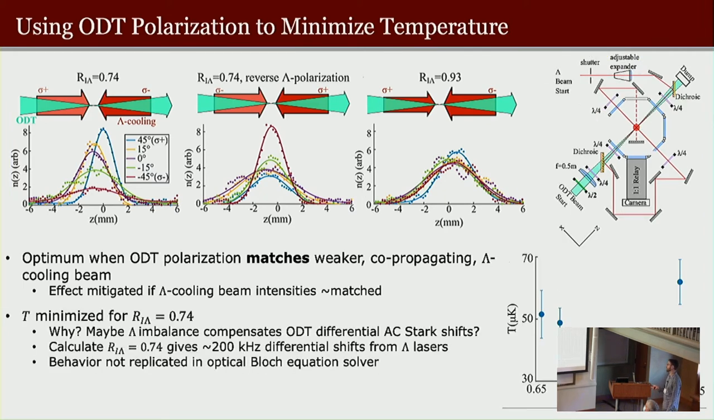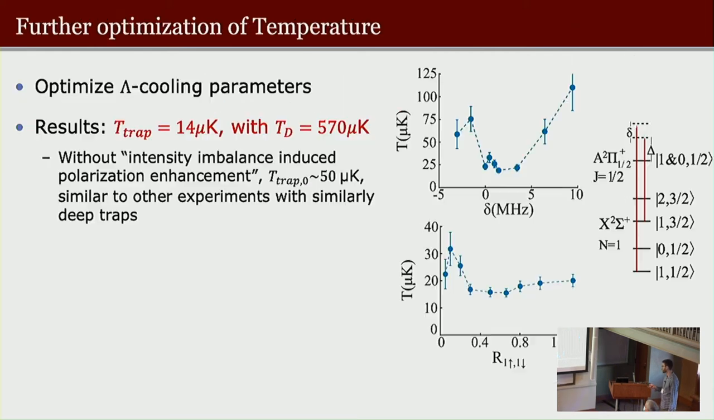So we said, okay, we see that this is happening. We varied the actual intensity imbalance, and figured out what temperature we could achieve with our optimum polarization for whatever that ratio was. And we find that the temperature is minimized for a ratio of about 0.75. As for why this is, we're not totally sure. We believe it could be possible that the lambda imbalance is somehow compensating for these ODT differential Stark shifts. But we were unfortunately unable to replicate this behavior in our optical Bloch equation solver.